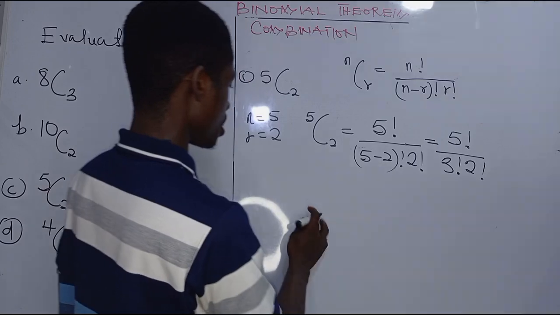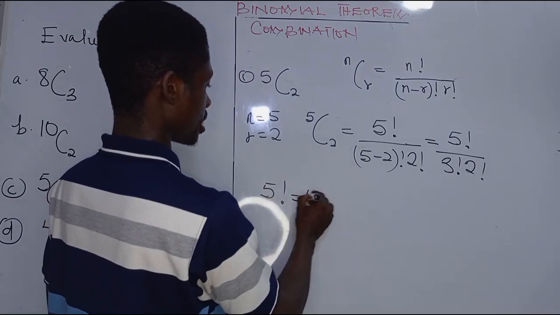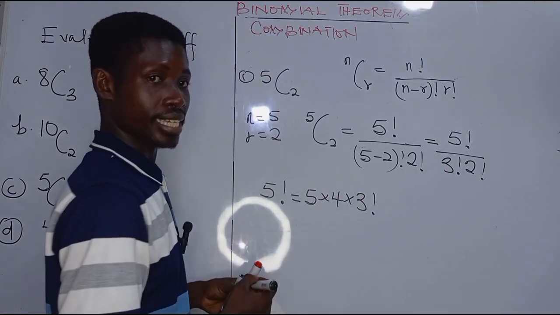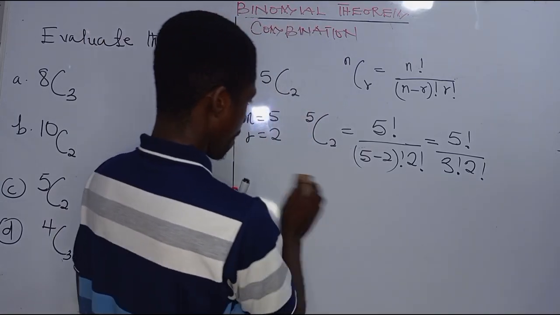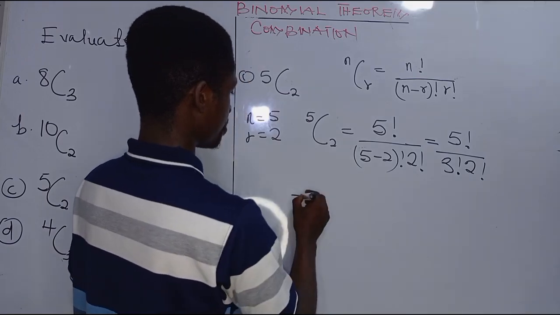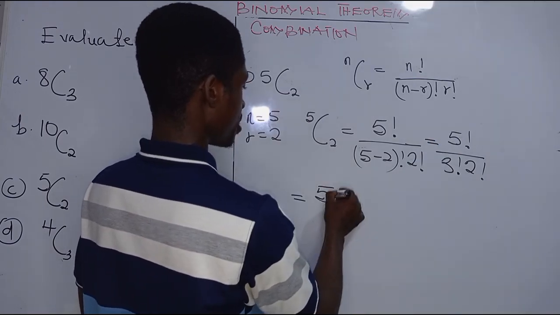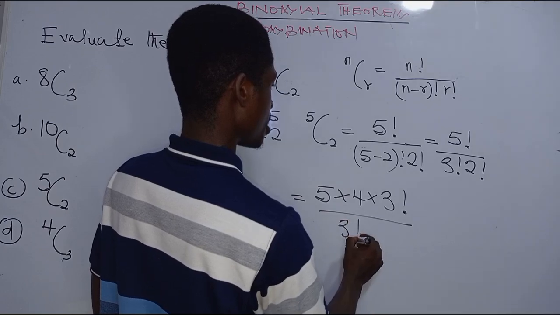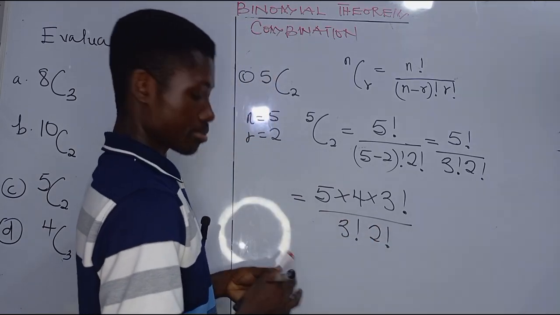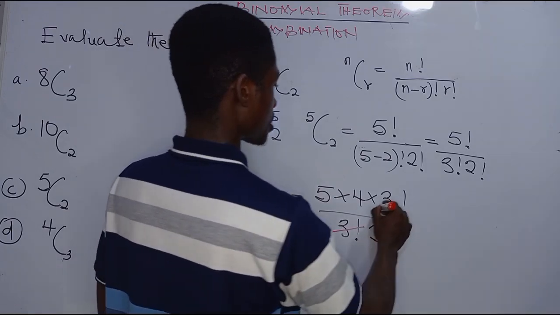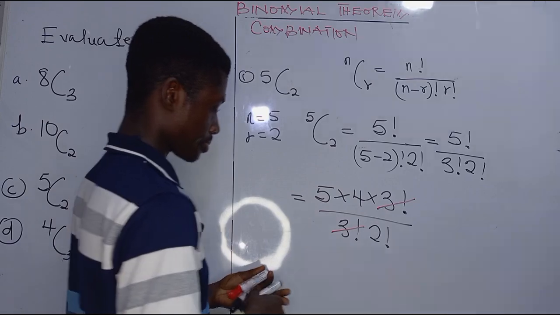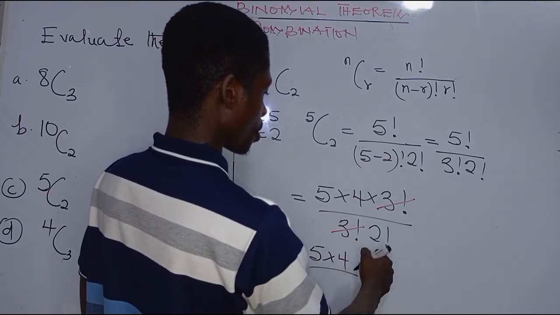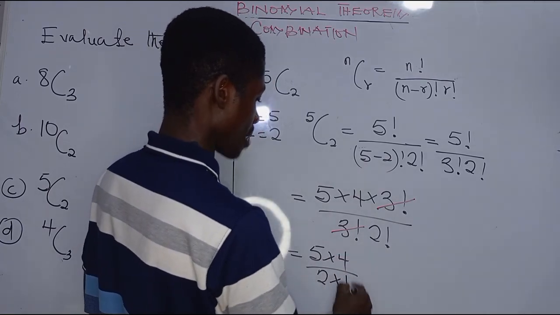Now you know that 5 factorial can be written as 5 times 4 times 3 factorial. Since we have 3 factorial here, let's end it here. So in place of that, we are going to write 5 times 4 times 3 factorial all over 3 factorial multiplying 2 factorial. So at this very point, 3 factorial cancels 3 factorial. We are left with 5 multiplying 4 all over 2 factorial, which is the same as 2 times 1.